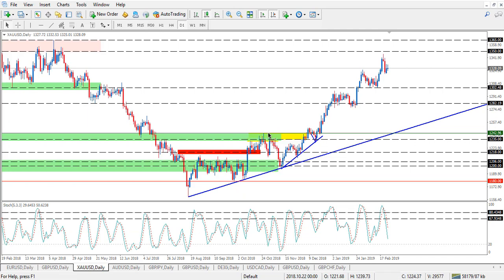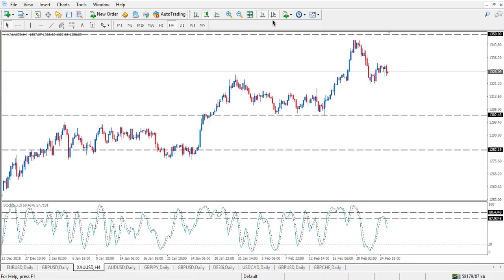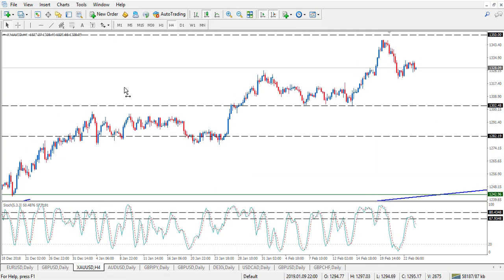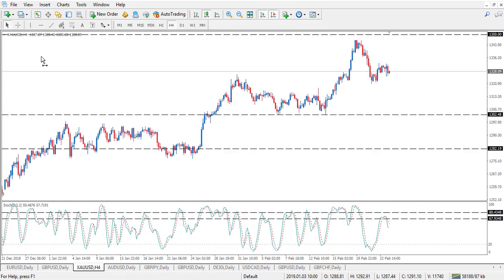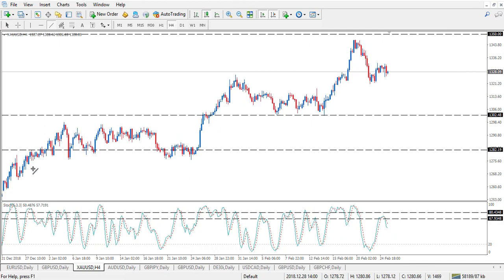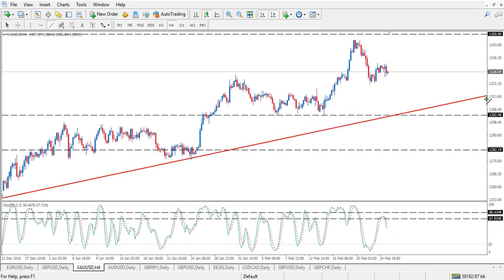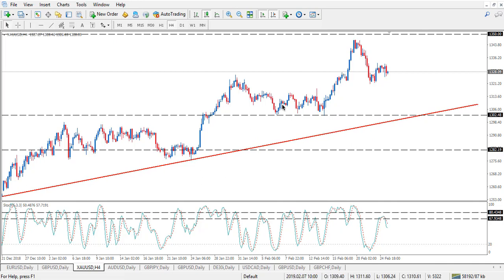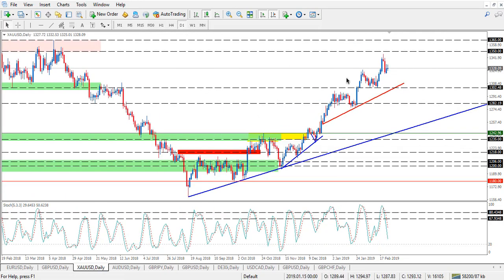Let's move to the gold on the 4 hours first of all. Then we'll go to the daily. So as you can see here, we have an uptrend line, a strong uptrend line. If we start from this point like this, as you can see, a strong uptrend line, higher highs and higher lows. This means that we have an uptrend. So let's move to the daily to see what we have here.